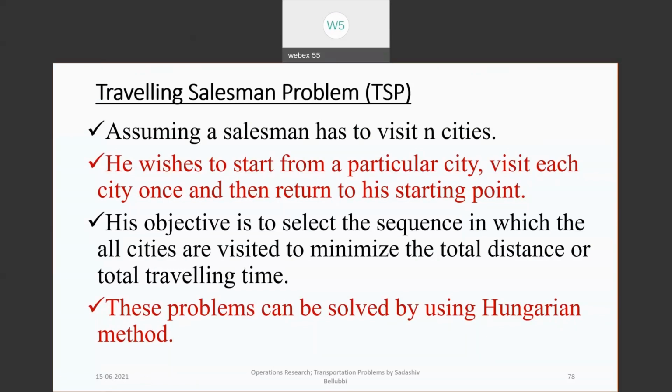His objective is to select the sequence in which all the cities are visited to minimize the total distance or total traveling time or the total traveling cost also. And these types of problems can be solved by using the Hungarian method. It is the same as the previous problems we solved. We need to keep in mind that the traveling salesman's objective is to select the sequence in which all the cities are to be visited to minimize the total distance or the total traveling time.